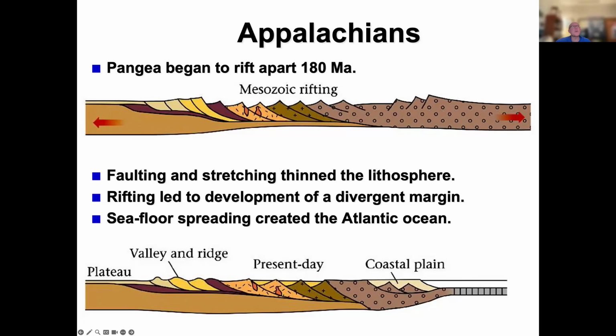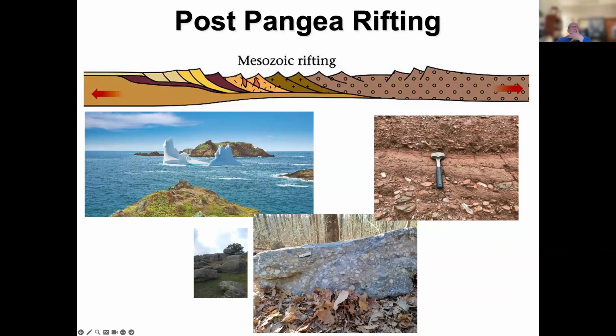Mesozoic rift basins, we call them, just like we saw before. These faults, these blocks of crust that are falling down, eventually get filled with sediment. And we should always look for evidence of these things. And we've got a lot.